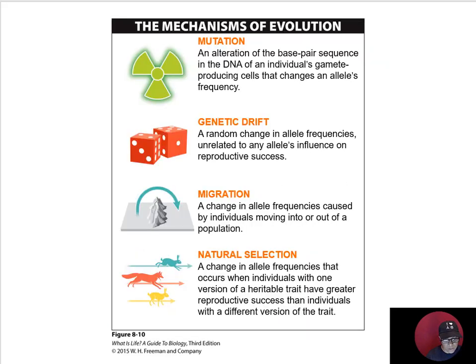And so the question is, what can cause this change in allele frequency? Well, there are lots of things that can actually cause that, so we'll look at a few. You can have a mutation, this alteration of the base pair sequences in the DNA of an individual's gamete-producing cells that will change an allele's frequency. You can have something called genetic drift. Genetic drift is this random change in allele frequencies that can occur, and it's unrelated to any allele's influence on reproductive success.